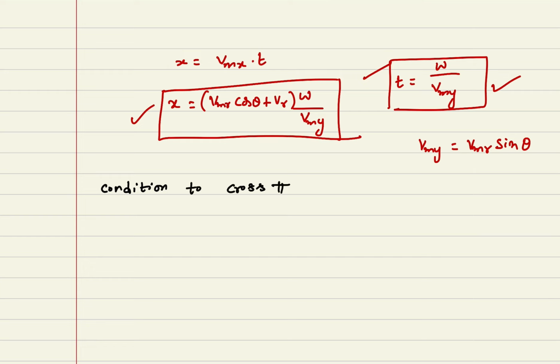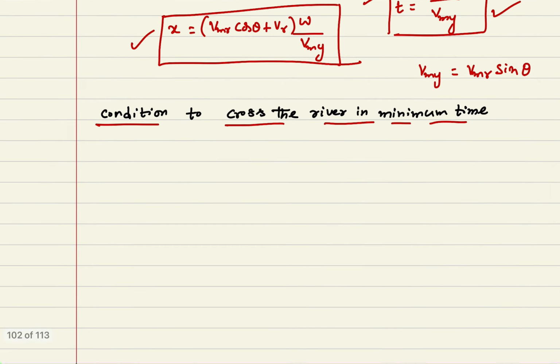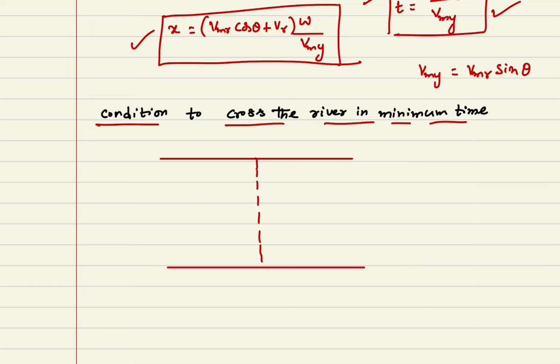Condition to cross the river in shortest time or minimum time. He wants to cross the river in minimum time. To cross the river in minimum time, he has to go like this only. Every time he has to go perpendicular to the river. Now you can see this is point A, and the other end is point B.